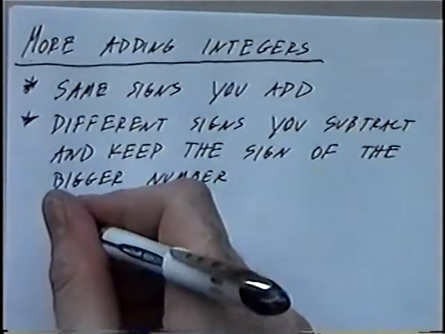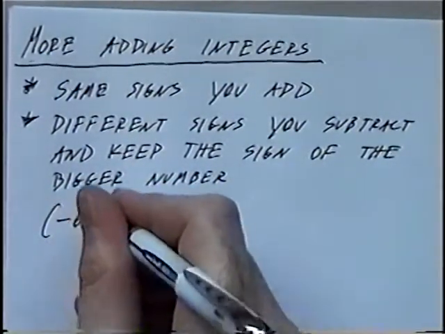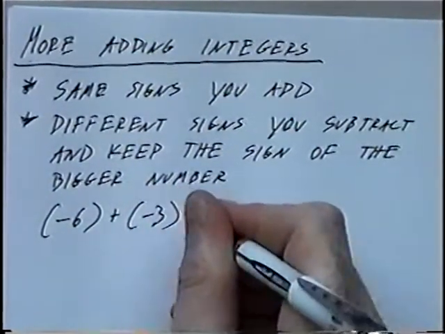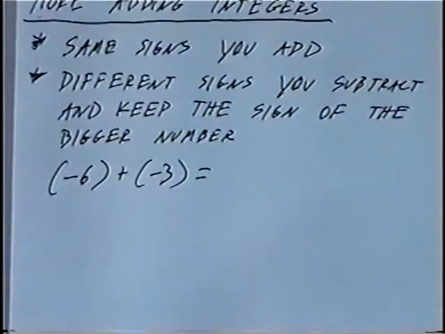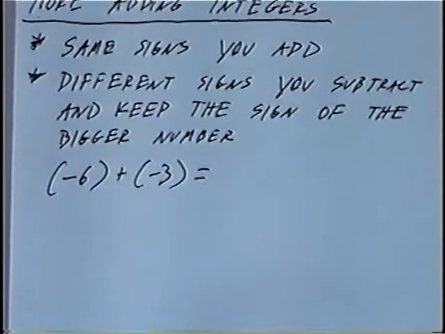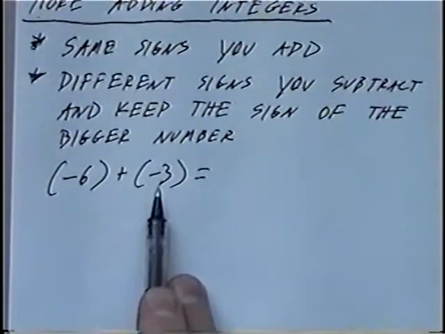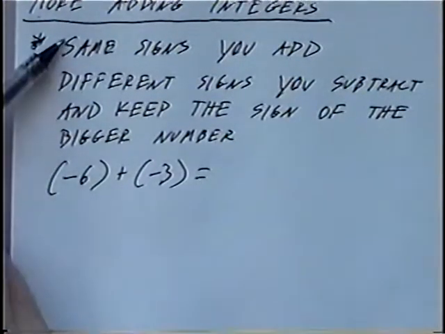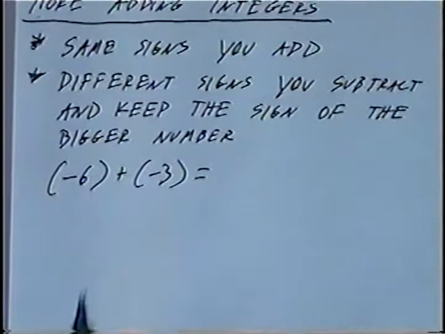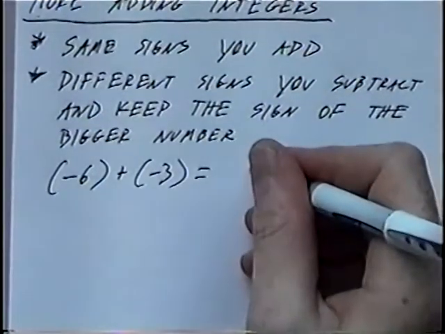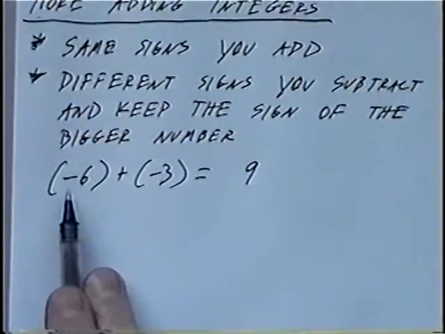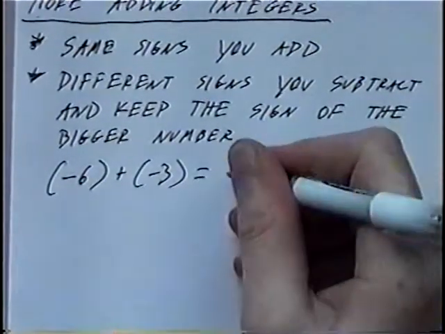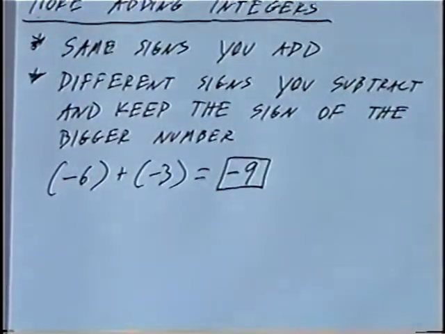First problem we'll look at, in parentheses, -6 plus a -3. So if we look at this question, we have a -6 and a -3. Both numbers are negative, so we have these same signs. So we'll add the numbers 6 plus 3, which will be 9. And if the numbers are both negative, then we'll keep the number negative. So the answer would be -9.